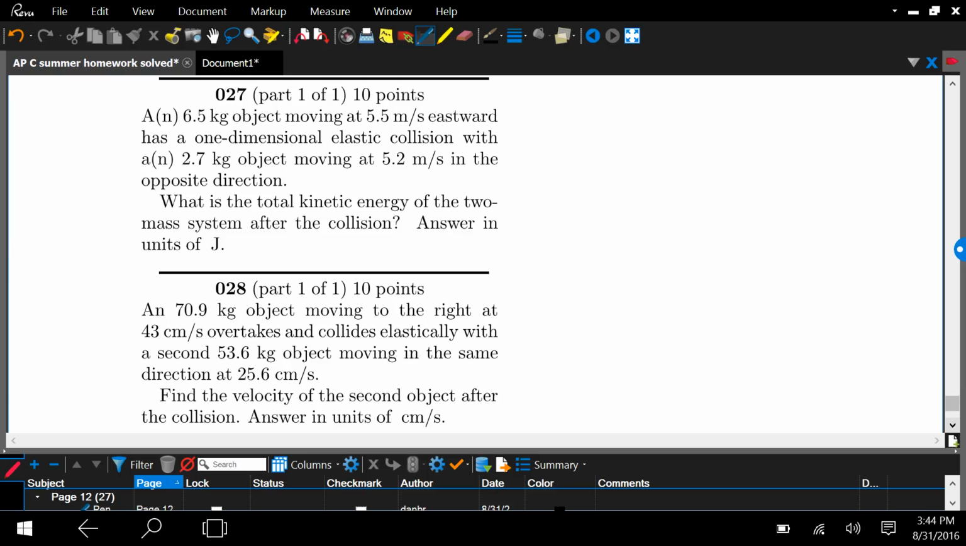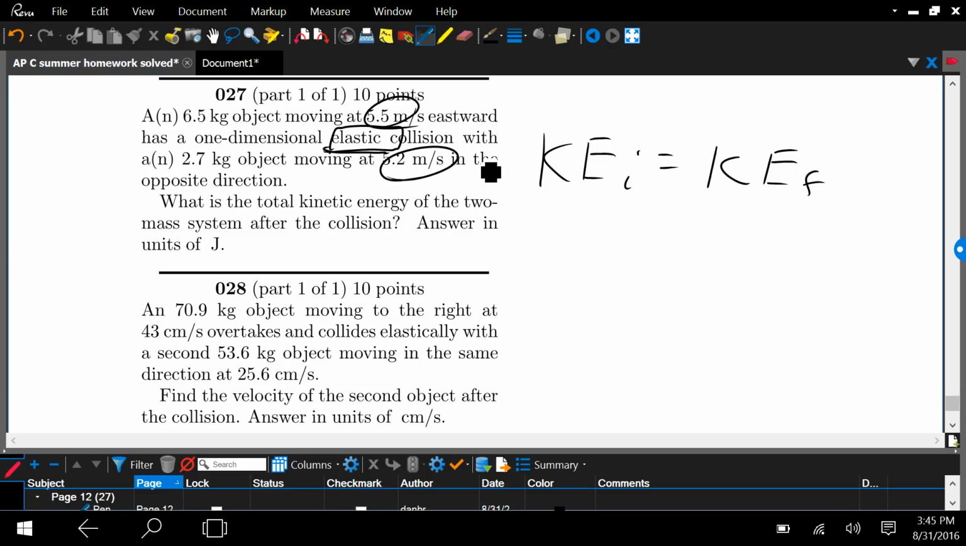Next one here, it mentions a specific kind of collision called an elastic collision, and so we have two objects colliding elastically, and it wants to know what is the total kinetic energy of the two mass system after the collision. This is almost a trick answer in some ways. They're asking you to know that in this special condition called an elastic collision, there is no loss of kinetic energy. So kinetic energy initial equals kinetic energy final. And even though they gave you the velocities of 5.5 and 5.2 before they hit, the total kinetic energy will be available after they hit.